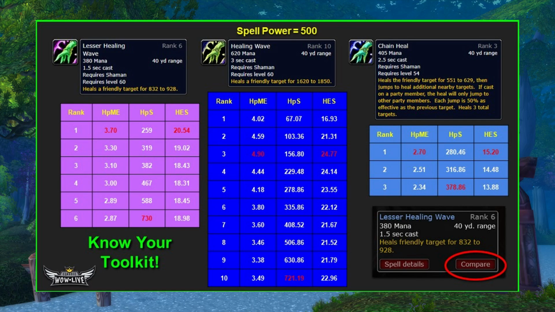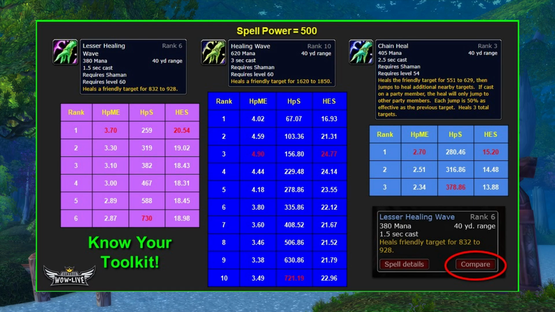However, knowing when to use Lesser Healing Wave or knowing when to use Healing Wave is very important. Therefore, we should be able to compare DpME, HPS, and HES for these different spells, knowing in which situation and given what amount of time, which spell is the best to use.